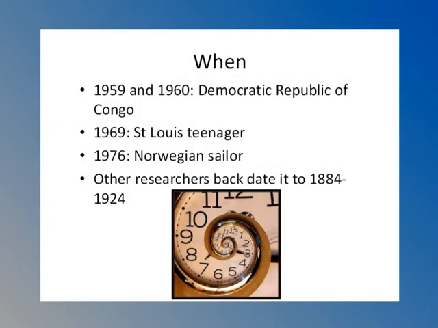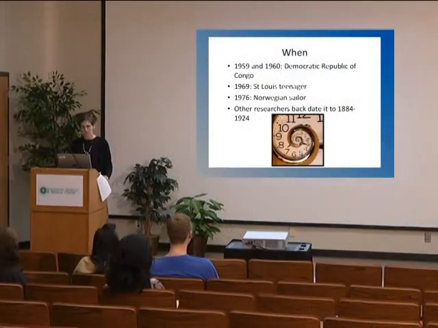And so how long has it been around? We've heard about it since the 80s, but the scientists have gone back and looked at serum that they've had stored, and they've found it back in 1959 and 1960 in the Democratic Republic of the Congo, some serum in 1969 and 76, and there are some other researchers that have backdated even farther than that. We've got it in monkeys or chimpanzees. How did it get into people?